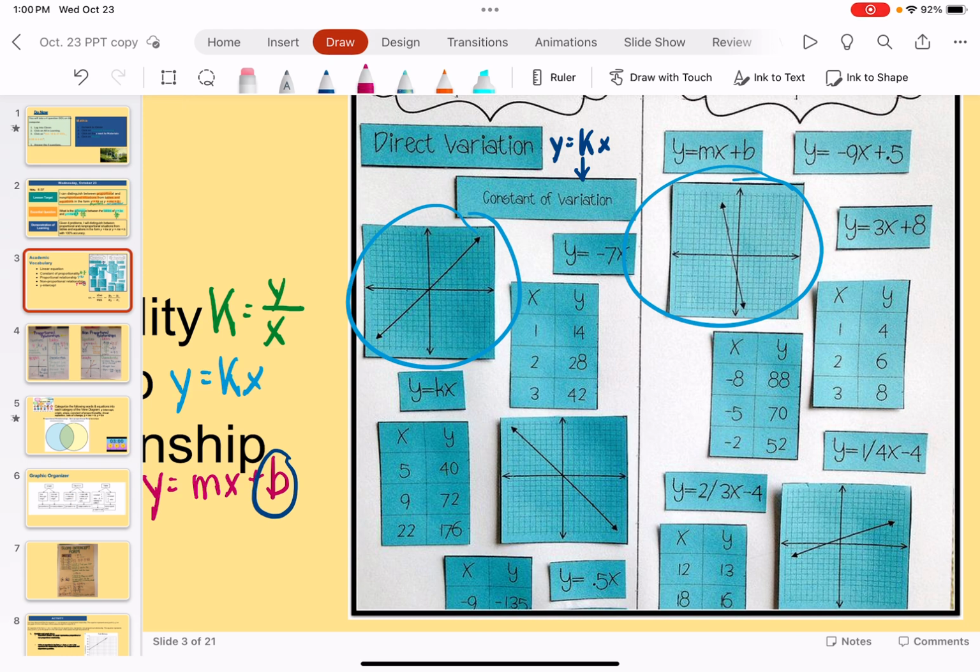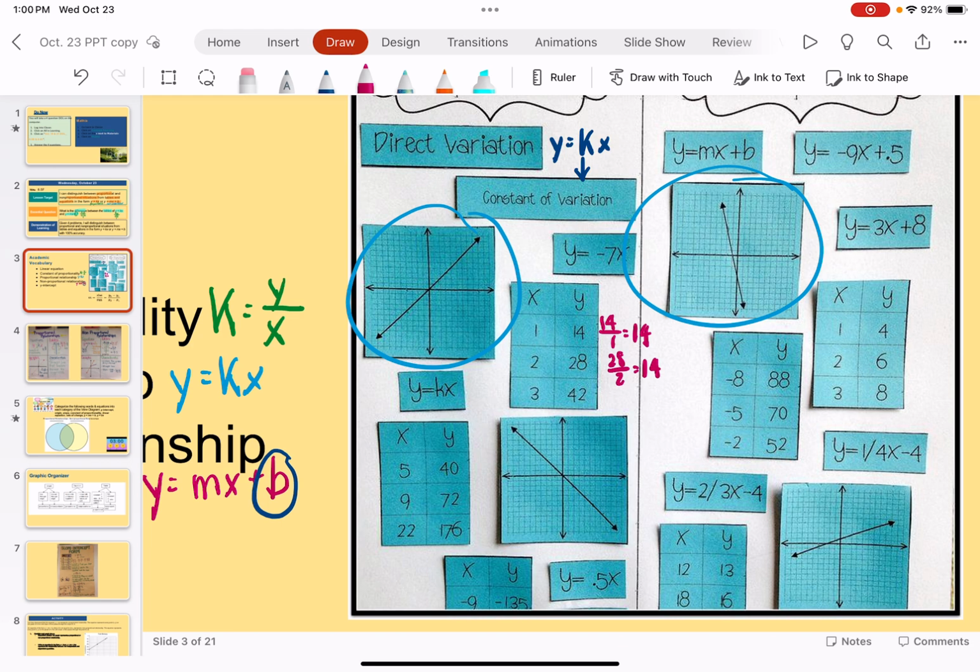And then we are given some tables, right? These tables don't have the origin in them. They don't have that 0, 0. But if we divide y divided by x, 14 divided by 1 is 14. 28 divided by 2 is 14. And lastly, 42 divided by 3 is 14. So that means our constant of proportionality is 14 for that table.